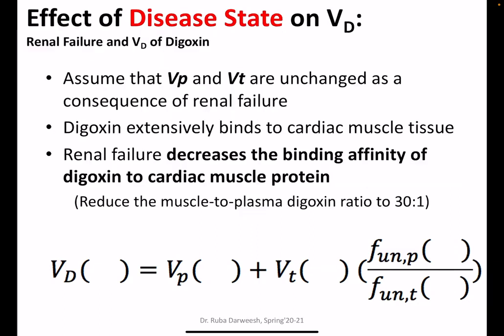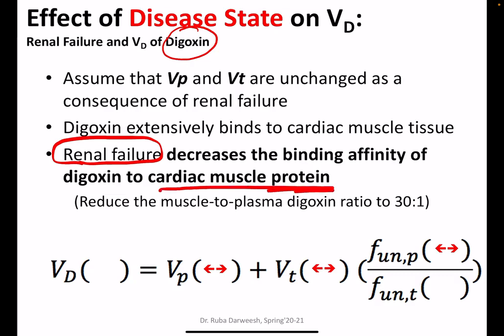If we are talking about digoxin, which is mainly bound to tissue protein rather than plasma protein, and if we are considering the same thing, that the plasma volume and tissue volume are not affected, in addition to plasma free fraction, we need to know what renal failure would do to the protein of the tissue that we are interested in. It causes a decrease in the binding, which means that we have more fraction unbound or free in the tissue, which is the cardiac tissue, which causes a decrease in the total volume distribution.